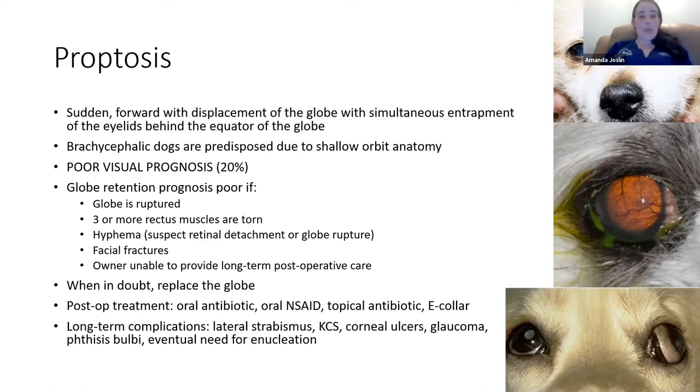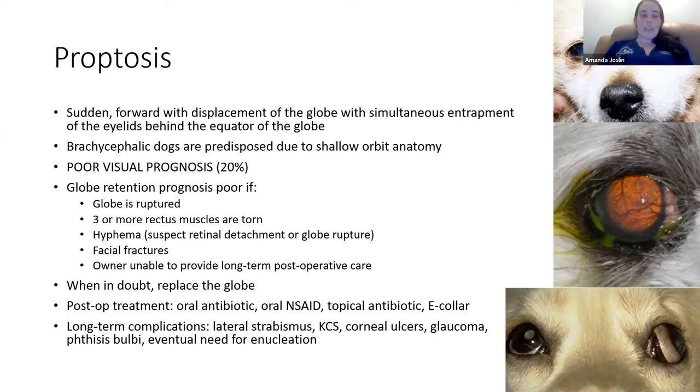If we have a cat or a dolichocephalic breed come in with a proptosis, we get much more concerned. It takes a significant amount of trauma to get it to the point that you can proptose their eyes. You get concerned if the globe is ruptured, so that I would say it's not worth replacing. If three or more rectus muscles are torn, that's a bad prognostic indicator because the blood supply to the anterior segment of the eye comes in with the rectus muscles. So if you don't have those muscles, you don't have the blood supply. With hyphema, you're most likely not going to have a visual eye because there's definitely retinal detachment, but there is concern for globe rupture.